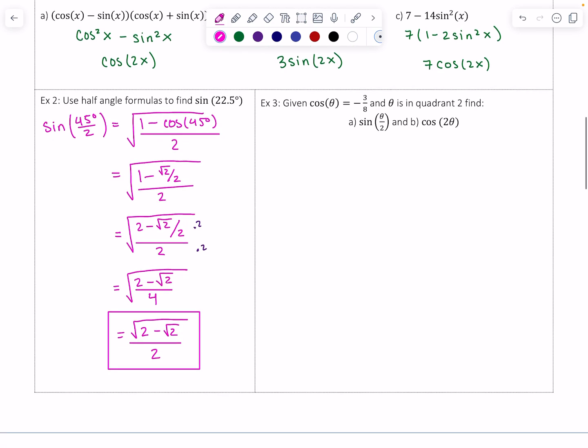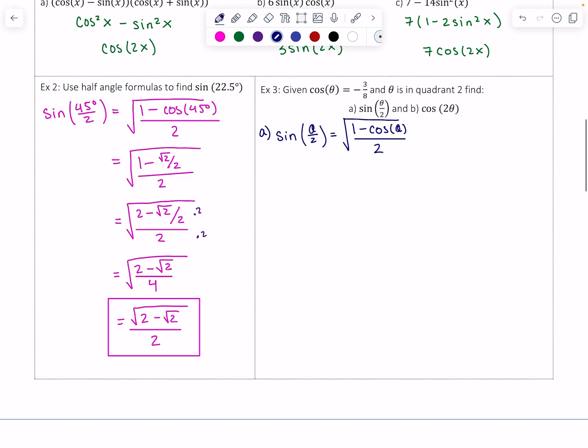Okay, let's try one more here, which is that given our cosine of theta is equal to negative 3/8 and theta is in quadrant 2, we're going to find A, sine of theta over 2, and B, cosine of 2 theta. So let's go ahead and let's start here with A. We know that sine of theta over 2 is equal to, just kind of like what we did over on the other side, right? 1 minus cosine of theta all over 2.